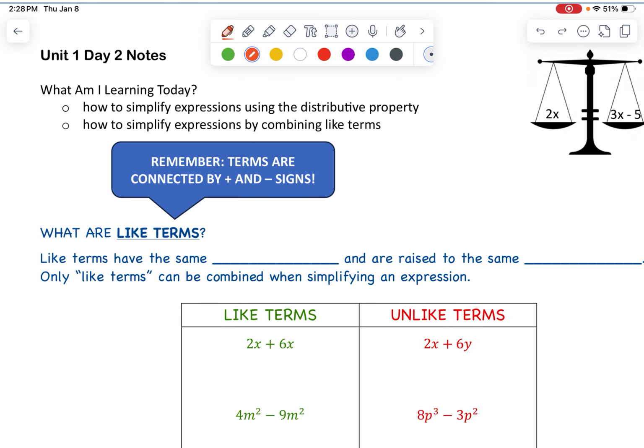Yesterday we talked about simplifying expressions by using the order of operations, or PEMDAS, in order to do our math problems correctly. But on those questions yesterday, all of them just had numbers in them, and there were no variables. So today we're going to talk about how to simplify expressions that have variables in them as well, and not just numbers to calculate using PEMDAS, okay?